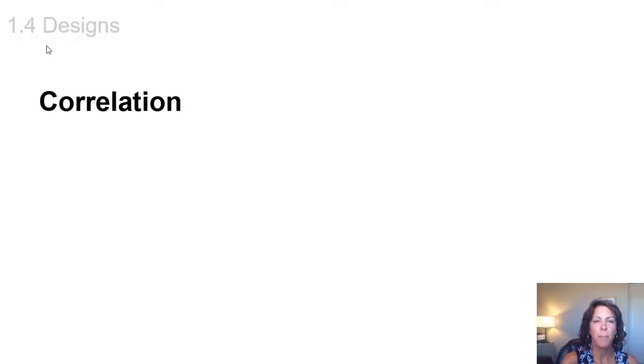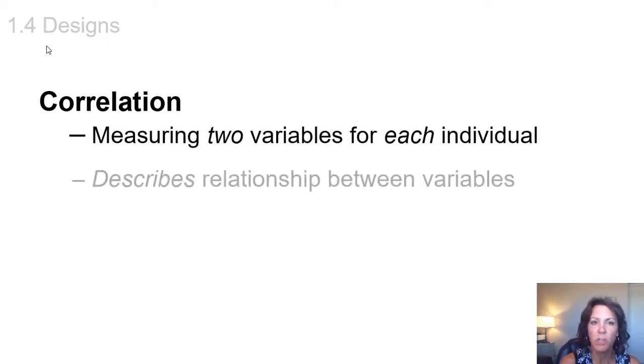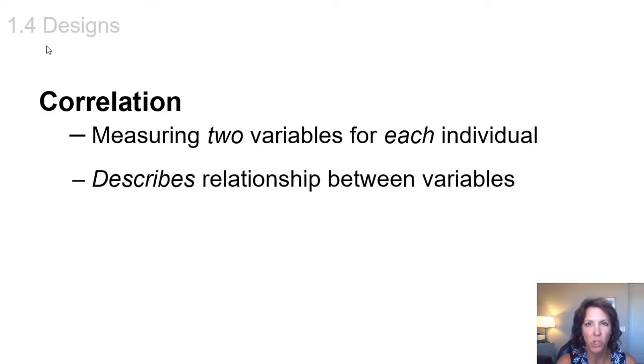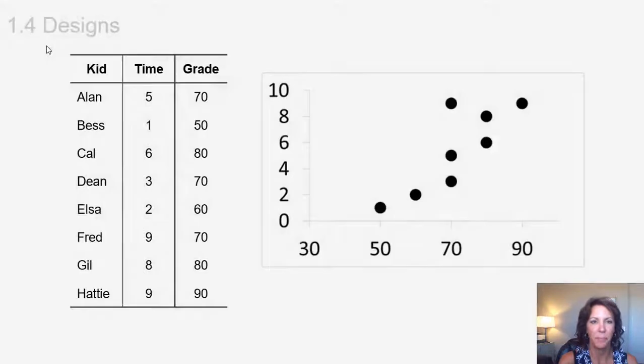So one type of non-experimental design is correlation. And this involves measuring two variables for each individual and describing a relationship between the variables. There's no causation. We can't say that there's causation. We can only say that there's a relationship.